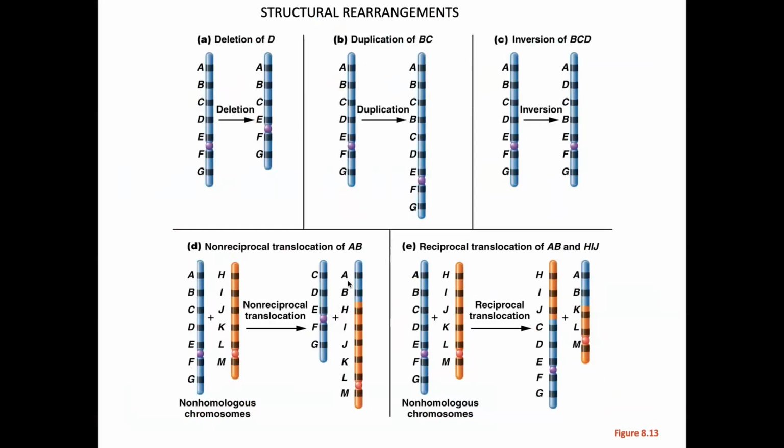So again, first of all, what I'm going to do with each of these different types of structural abnormalities associated with chromosomes is provide some definitions of terminology. Secondly, describe mechanisms that will create these abnormal chromosomes, and then give you some examples of phenotypic consequences that result. So let's start with the deletions.